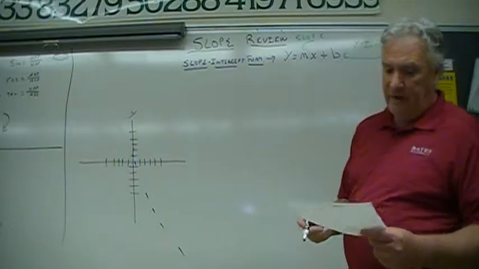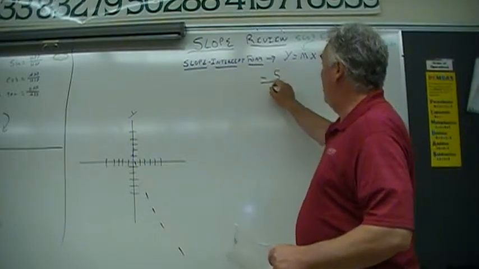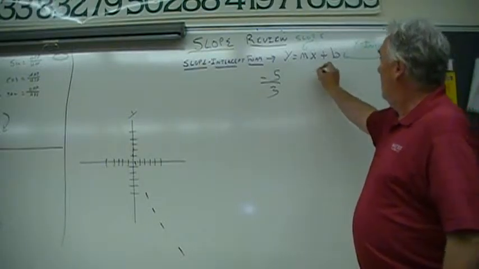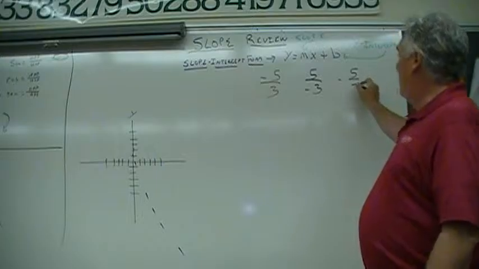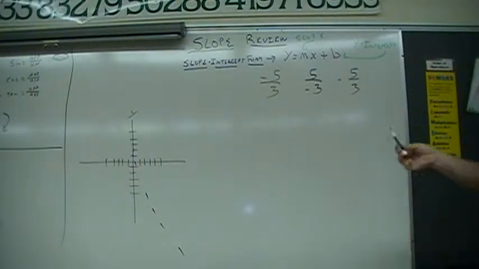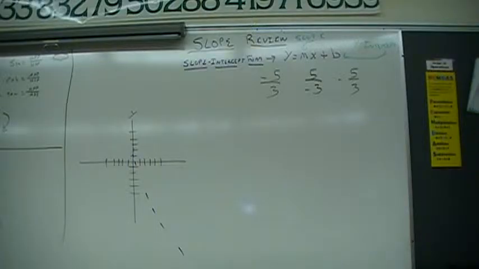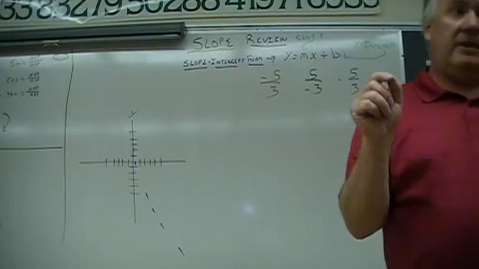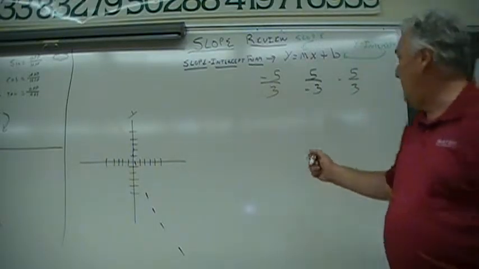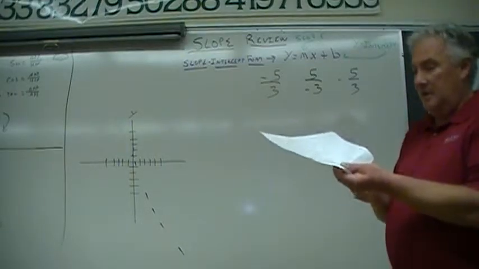Now for 28, your answer will be negative 5 thirds or 5 over negative 3. I don't care which of these orders, they all mean the same thing. Okay? You've got to keep track of your negatives on these because one of them might be minus a negative.